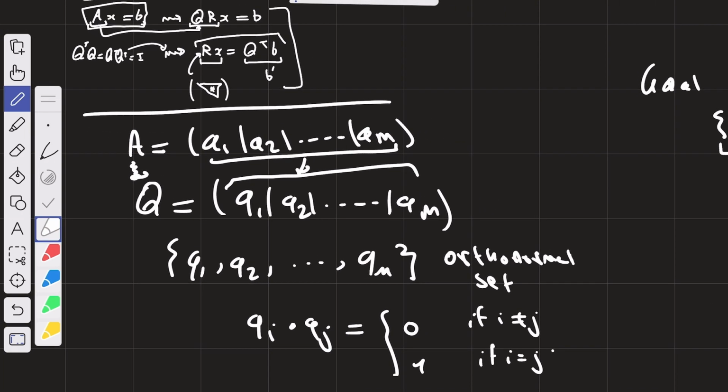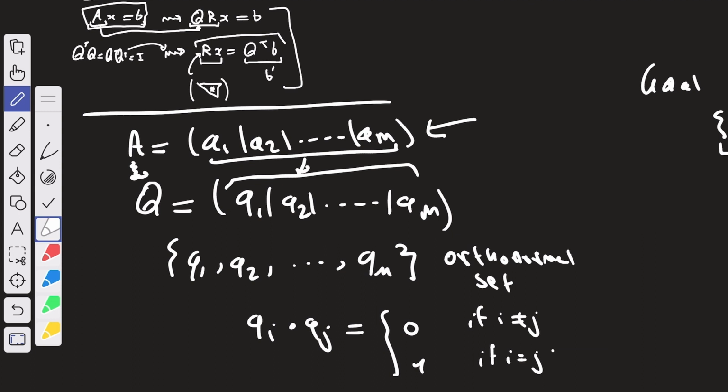So let's say you're starting with a matrix A, okay? And let's write it as A1 through Am. By the Ai's, I mean the columns. So this is the second column, this is the nth column, okay? And the hope is that we can transform A to some unitary matrix. Let's write it as Q1 through Qm.